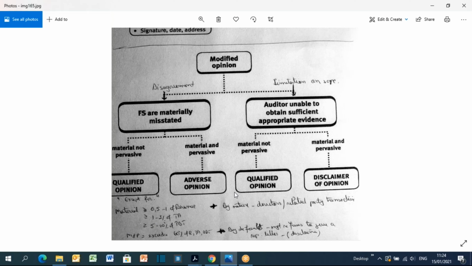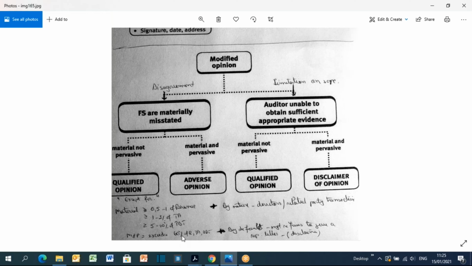Also remember that it can be material by nature. If we're talking about a director, even though there is no materiality to calculate in that case, you should know that this is a related party transaction and is material by nature. When it says material and pervasive, as a threshold you can use 60%. If a figure is given and it's more than 60% of revenue, total assets or profit before tax, then this is material and pervasive.